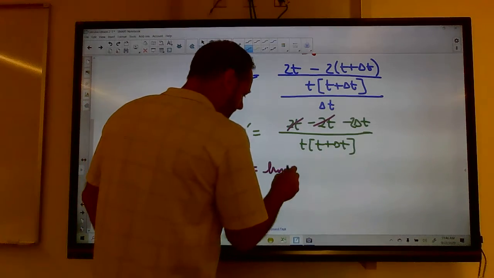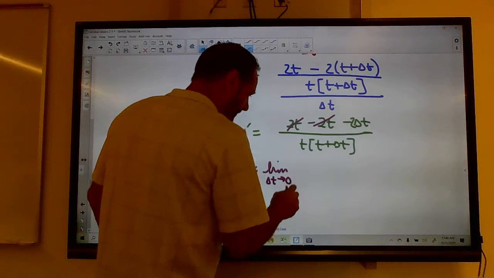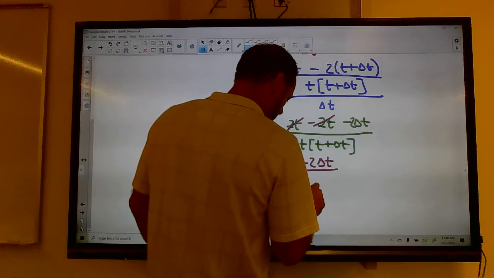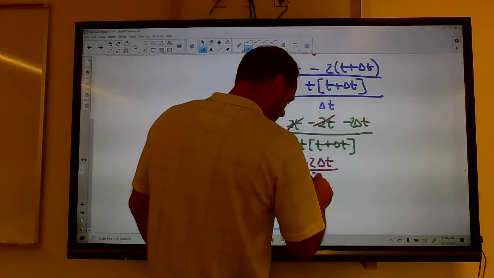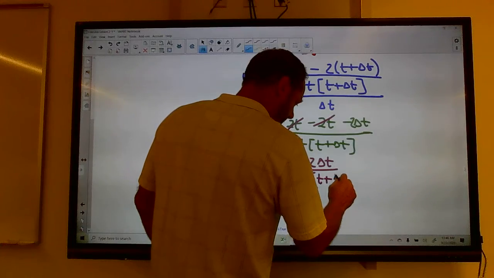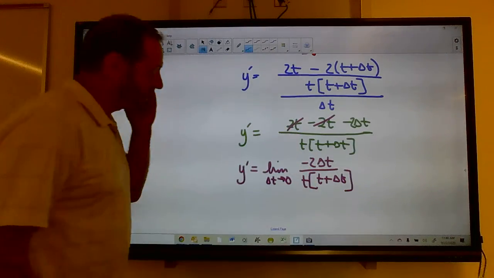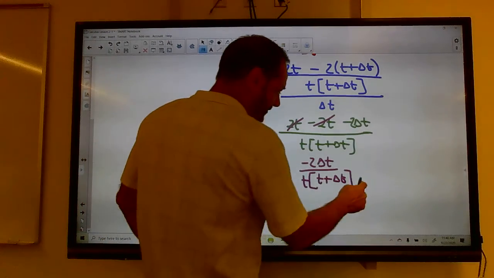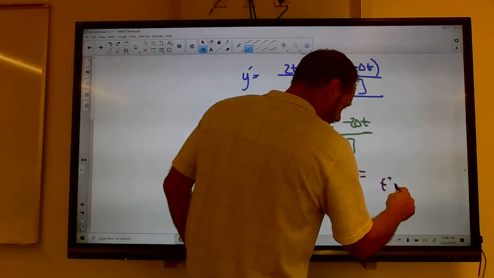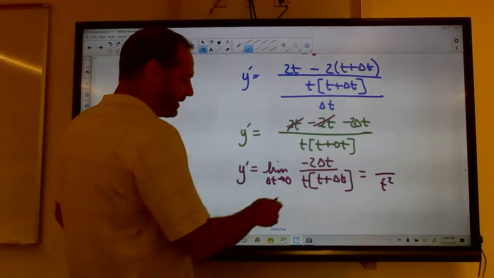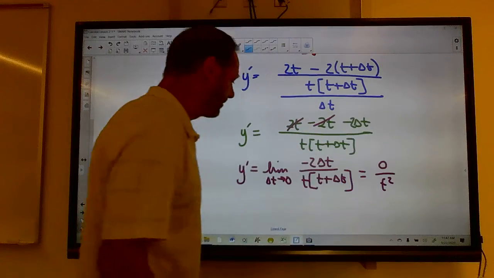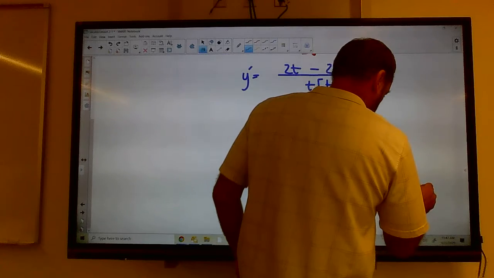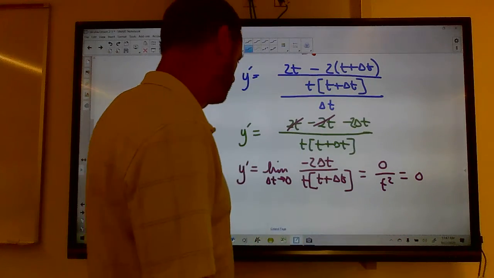It's going to be the limit as delta t goes to 0 of -2 delta t over t times t plus delta t. Okay, what happens as that goes to 0? Well, this just goes to t, so this is t squared on the bottom. And this goes to 0, so that ends up being 0 on the top. And so this limit comes out to be, that's not right.